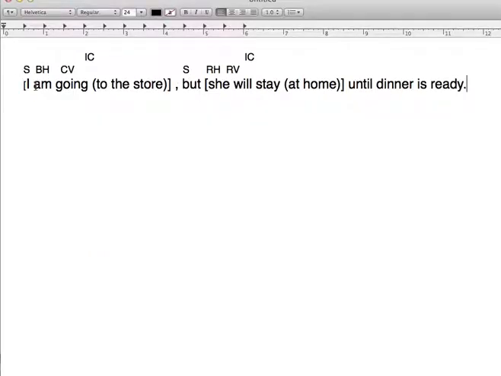Our same sentence: I am going to the store, but she will stay at home. Okay, two independent clauses connected by an independent clause separator. Then we add a dependent clause, until dinner is ready. From here we see, until is a DW, subject, verb, SVC, and so this is a dependent clause.